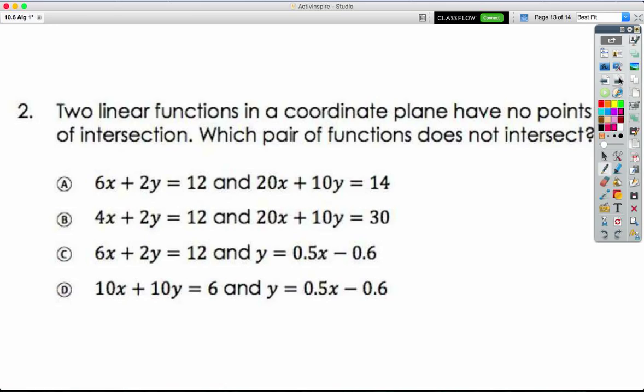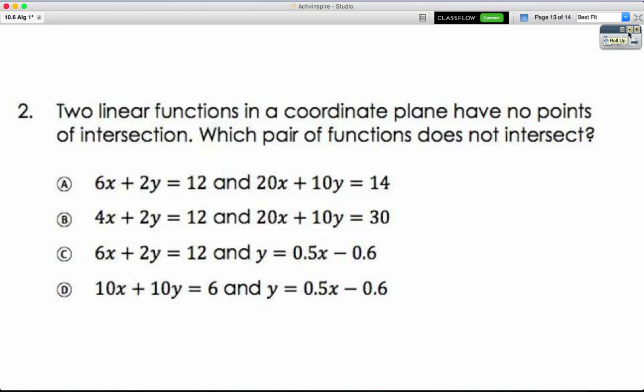So question number 2, two linear functions in a coordinate plane have no points of intersection. Which pair of functions does not intersect? So we just had this discussion about how parallel lines have the same slope but different y-intercepts. So really looking through all of these options, the first 2 options are in standard form, and then options C and D have one equation in standard form and one equation in slope-intercept form.